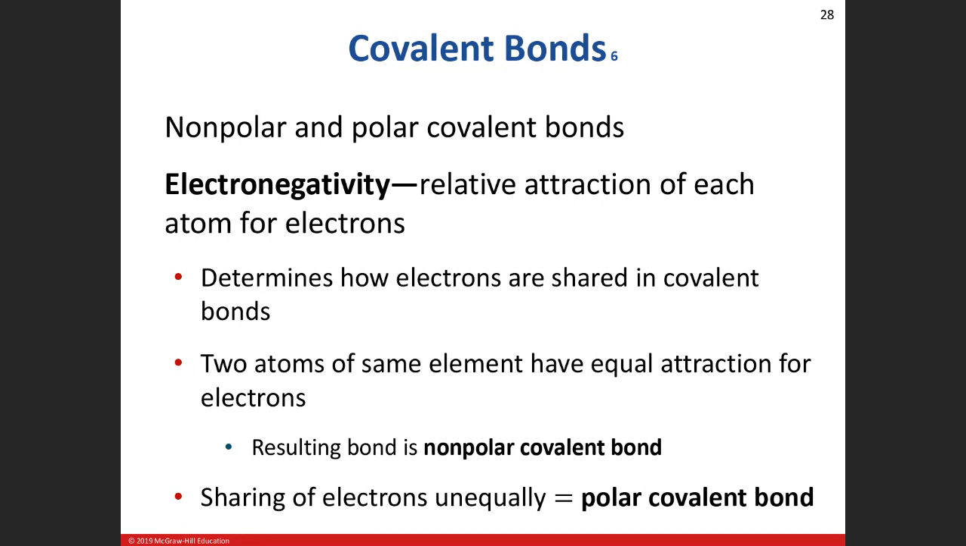Okay, so you'll see that in some cases there will be an unequal sharing of electrons, and in some cases an equal sharing of electrons. That equal sharing, or equal attraction, we refer to as a nonpolar covalent bond. When those paired electrons are equidistant from each atom, we have a nonpolar covalent bond. Now, when the electrons are shared unequally, meaning the paired electrons are closer to one atom than the other, we refer to that as a polar covalent bond.